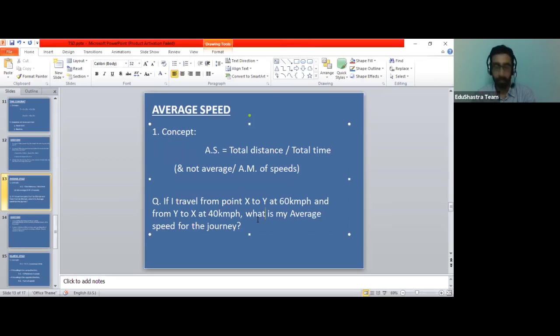The answer, let me spare the suspense, will not be 50. The answer will not be 60 plus 40 by 2, clearly. The answer will be this. Average speed is total distance by total time. It is not simply the arithmetic mean of speeds. You can try out this question using the formula. Please just quickly try this question before we move to the next concept.